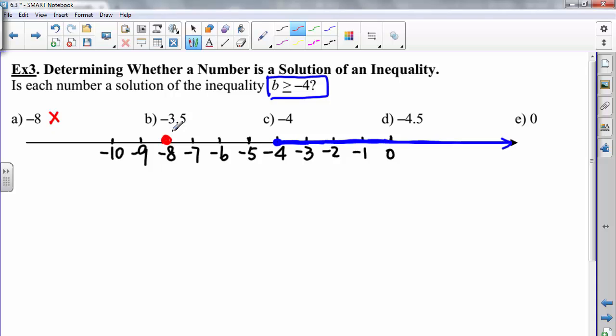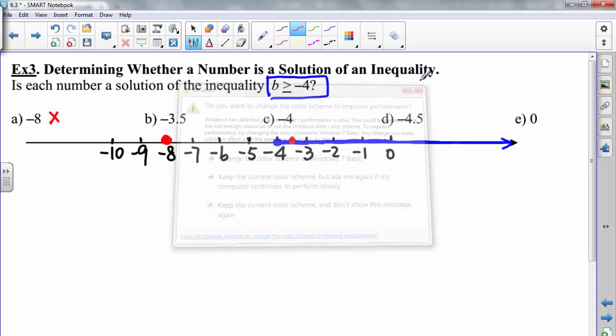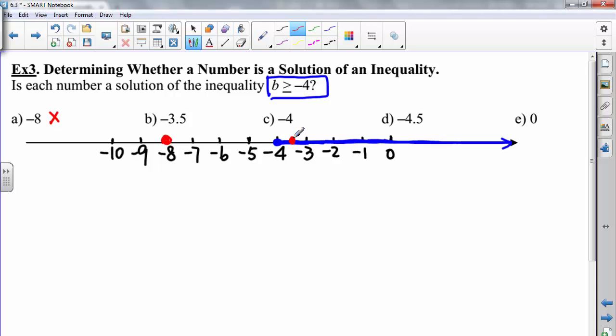Let's look at -3.5. -3.5 is between -4 and -3. It's halfway between -4 and -3. So I will use the red dot on the number line to represent -3.5. And I find this red dot is in the blue region. This shows -3.5 is one solution of this inequality.